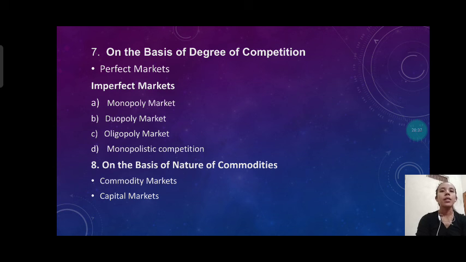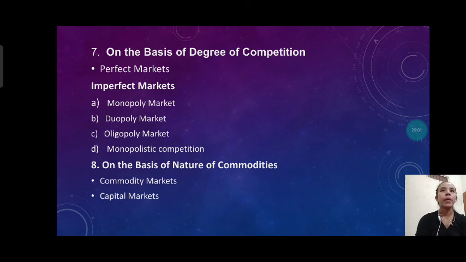The second category is imperfect market. An imperfect market is a market in which the conditions of perfect competition are not met, and it is characterized as an imperfect market. The following situations, based on the degree of imperfection, may be identified.